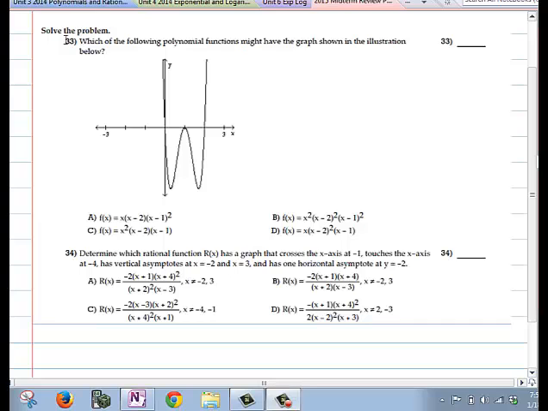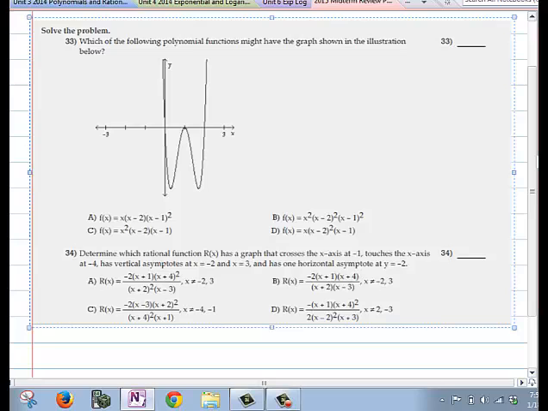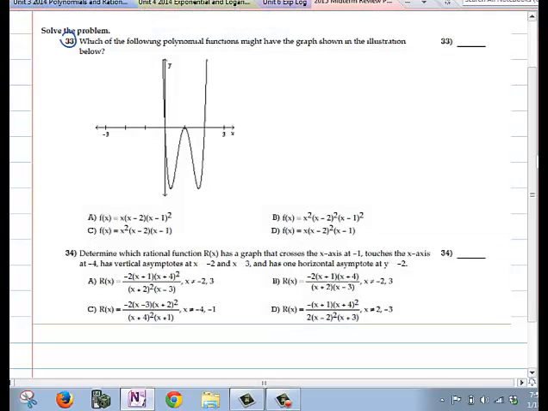So the first one we have is where we're looking at a polynomial function that may have this graph. Now, when we look at a function like this, you should first look at the end behavior, and it's definitely even end behavior. So the function has got to have a leading term that has a power of 4.